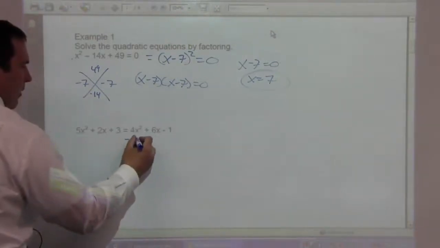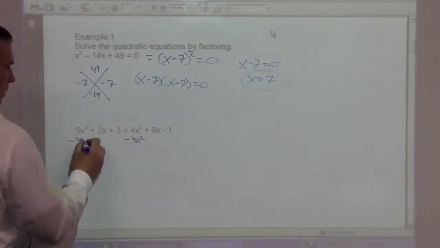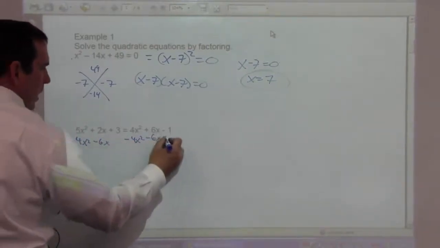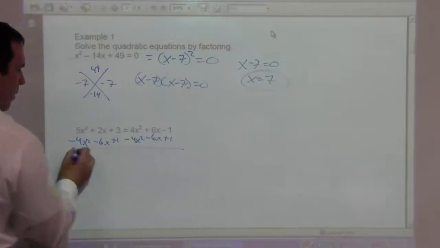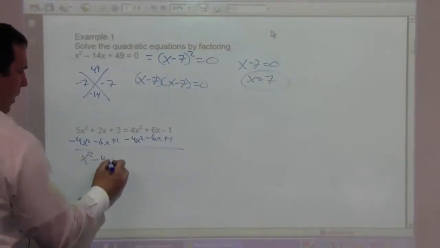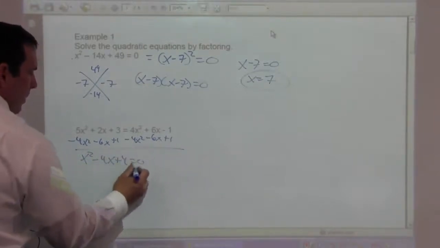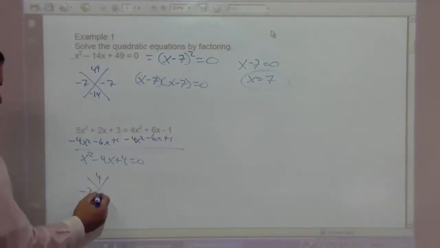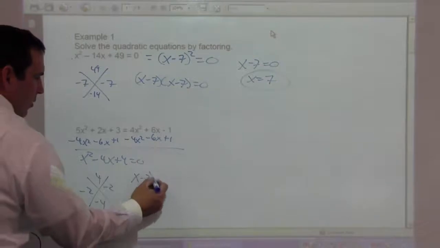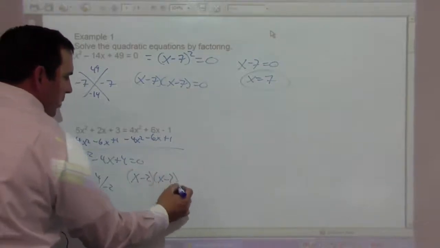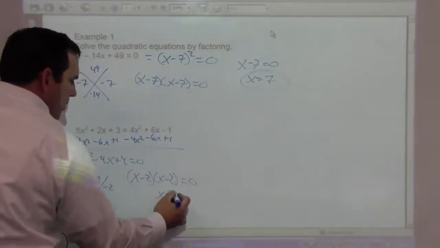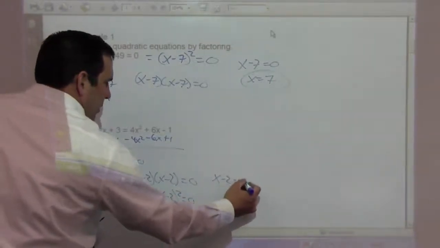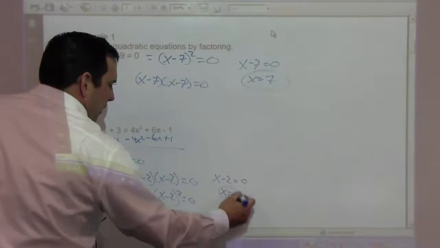For the next one, I'll subtract 4x squared, subtract 6x, and add 1. We'll have x squared minus 4x plus 4 equals 0. And we can factor this as well: 4, negative 4. x minus 2 times x minus 2 equals 0. So x minus 2 squared is 0. Set x minus 2 equal to 0, so x equals 2. That's our solution.